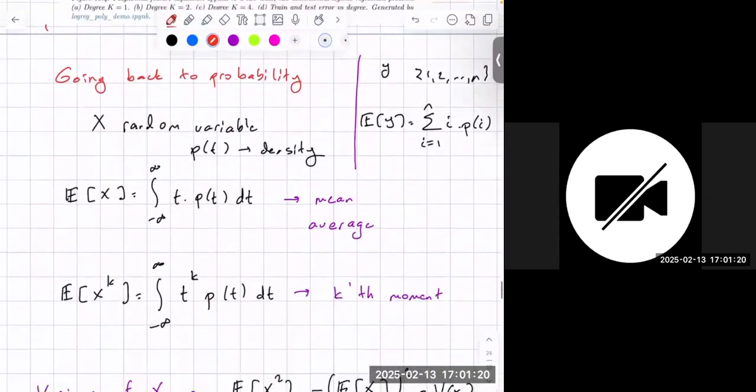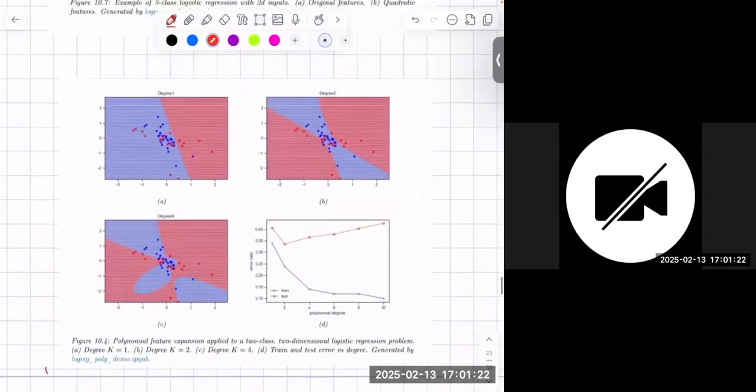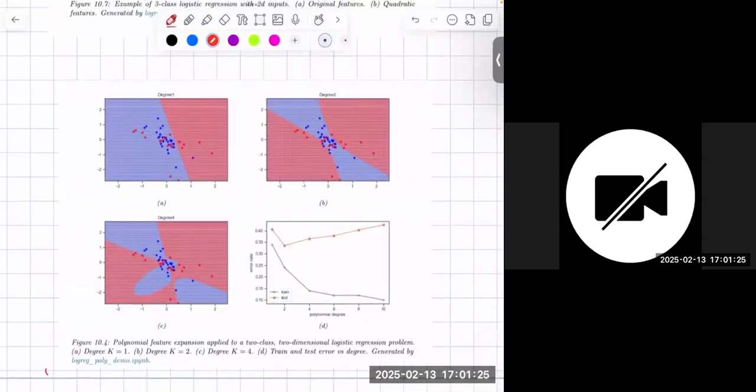Okay, very good. Yeah, go for it. You mean like if I have features, say x1, x2, x3, you will go by x1 squared, x2 squared, x3 squared? Yeah.